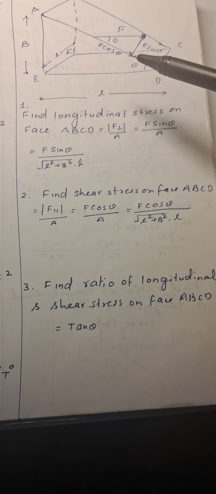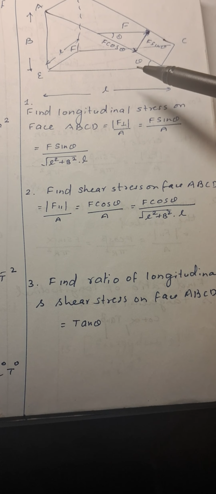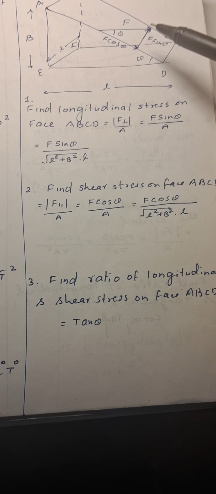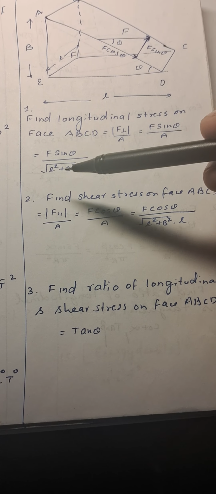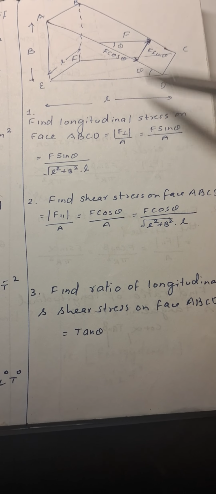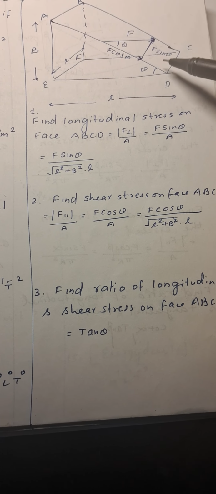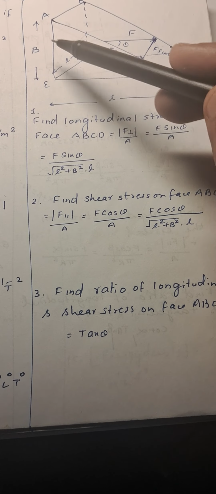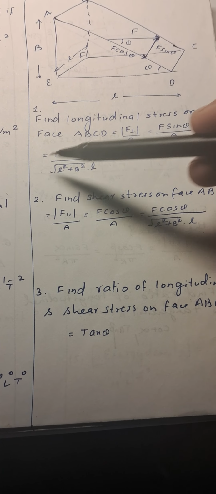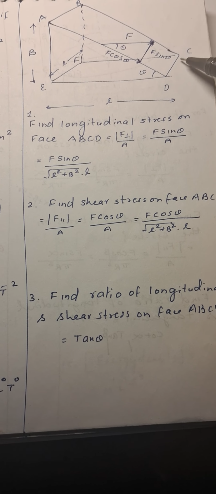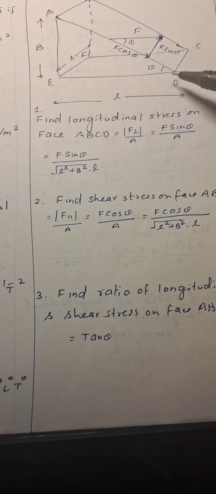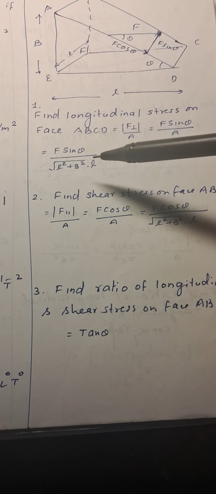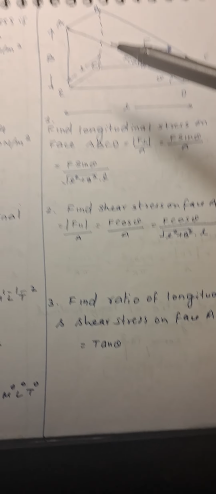So you just take the perpendicular component of force which will be F sin theta over here. So it will be F sin theta by area. Area can be calculated as this is a rectangle, so the area will be, this side can be calculated as root L square plus B square using Pythagoras theorem. And this length here is given to be L. As this is L, so this will also be L symmetrically. So this will be the longitudinal stress on the face ABCD.